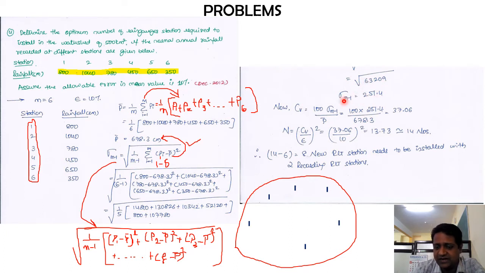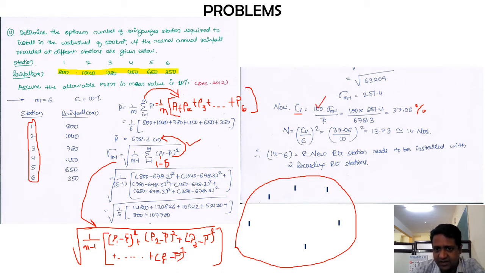Now once you get this standard deviation, your next step will be the calculation of CV. This CV will be given as 100 sigma m minus 1 divided by p bar. So 100 times 251.4, which we have calculated in the previous step, divided by p bar, which was already calculated in the first step, which is 37.06... So the unit of CV will be in terms of percentage. To get this in percentage itself, we are multiplying it by 100.